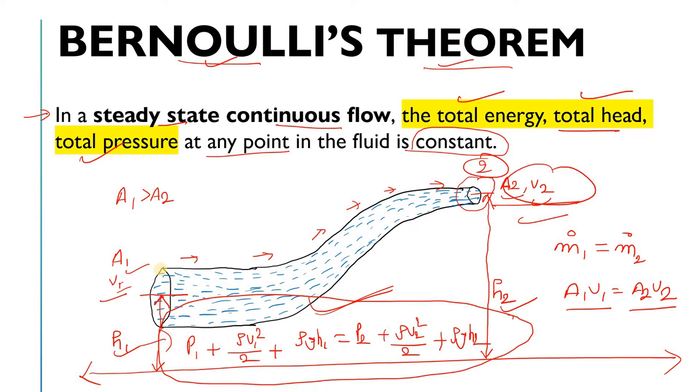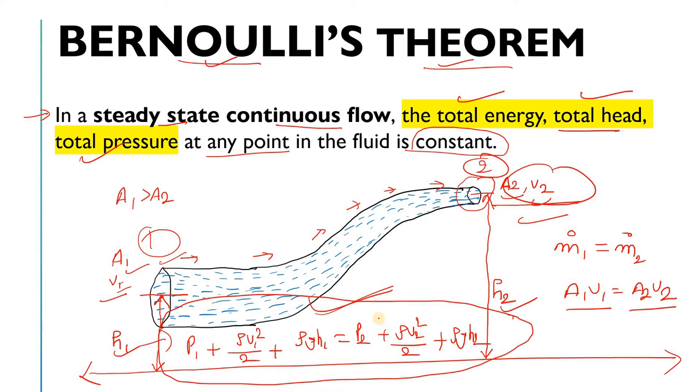So P1 means static pressure at this point. Rho V1 square by 2 means dynamic pressure at point 1. And the same, rho g H1 means your hydrostatic pressure at point 1. Same here, it will be equal to P2 plus rho V2 square by 2 plus rho g H2.